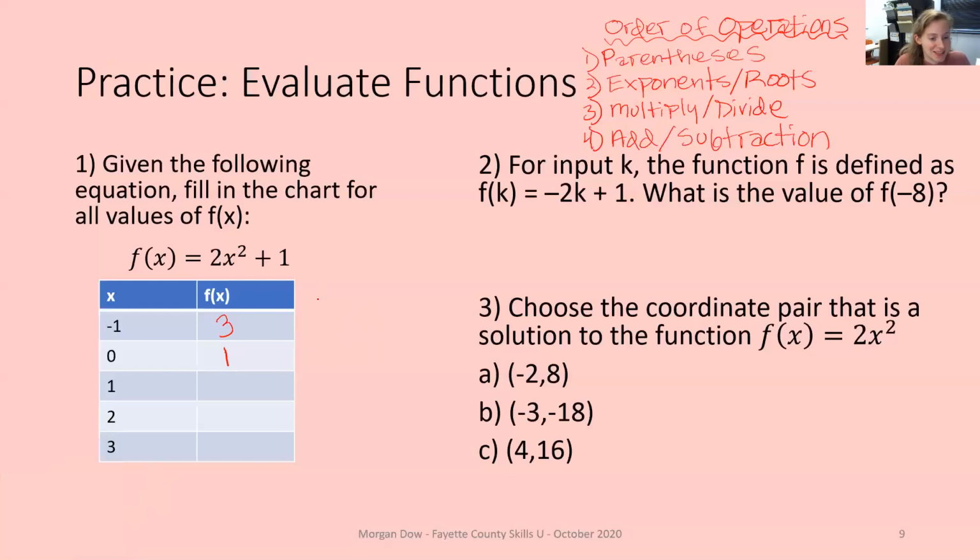Okay, so f(x) = 2(1)² + 1. 1 squared first, which is 1. 2 times 1 is 2. 2 plus 1 is 3. So we get the same output here as we did with -1. And now we're going to do the same thing with 2.